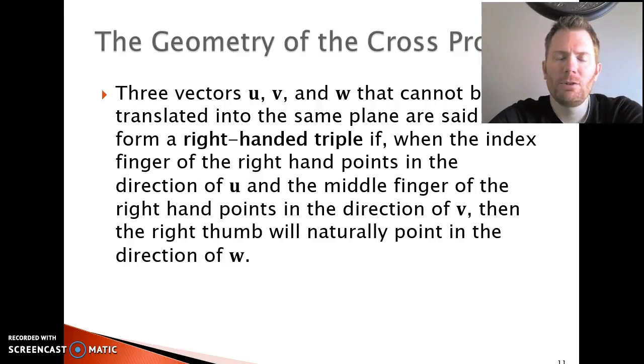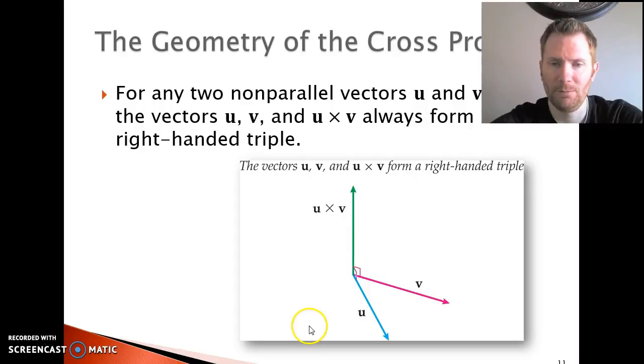Alright, three vectors u, v, and w that cannot be translated into the same plane are said to form a right-handed triple if, when the index finger of the right hand points in the direction of u and the middle finger of the right hand points in the direction of v, then the right thumb will naturally point in the direction of w. So here's the geometric representation of that.